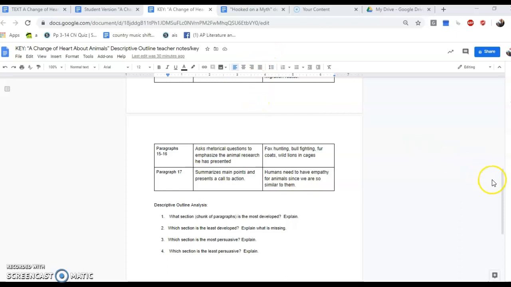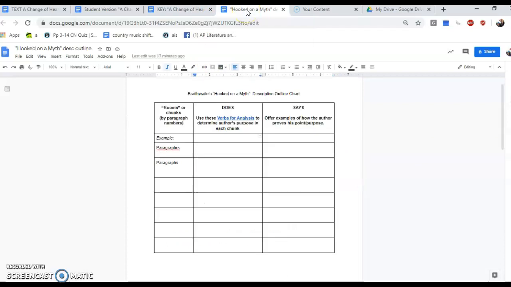So now that you see how to complete a descriptive outline, now that we have reviewed how to do it, you can go to the one that is in the slide presentation that has this lesson on it, and you will see that there is a Brothwaite's Hooked on a Myth descriptive outline chart, and it looks very much the same as the one that you just did, except this time, of course, you will fill it in for the Hooked on a Myth piece. So remember, at this point, you're not necessarily analyzing, you're just basically saying what is the author doing in the text. What is the function of each section, and how does she go about proving her points?